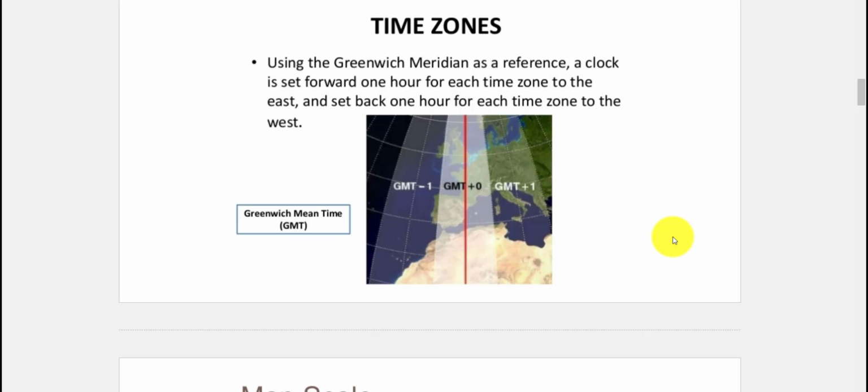The basis or the starting point for time zones is the Greenwich meridian. This is also 0 degrees longitude, as you hopefully recall from your latitude and longitude lab. So a clock is set forward 1 hour for each time zone to the east and back 1 hour for each time zone to the west. GMT stands for Greenwich Mean Time.